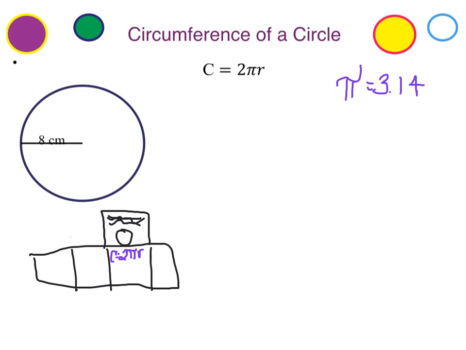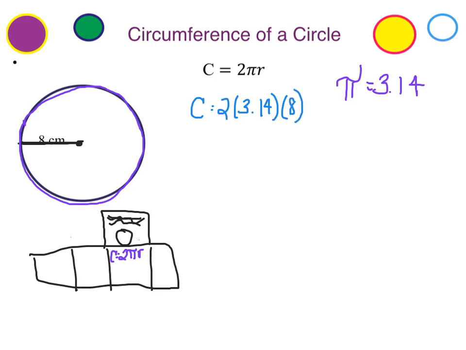So in order to find the circumference of this circle, I see in this circle I have a radius because it goes from the center of the circle to the outside, and my radius is 8. So in order to find the distance completely around the outside of the circle, I'm going to use the formula. C, my circumference, equals 2 times pi, which is 3.14, times r, which is my radius, and my radius is 8.